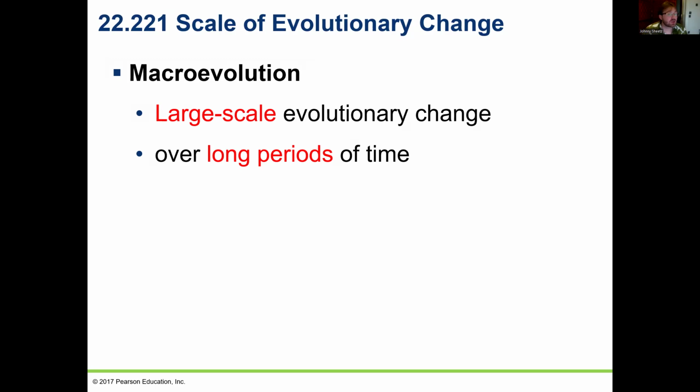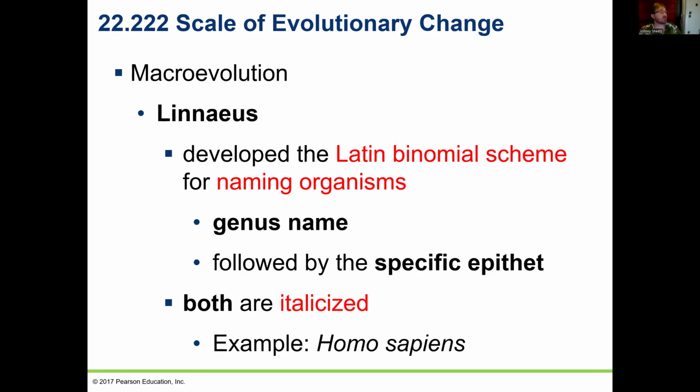Now, macroevolution is going to be large-scale evolutionary change over very long periods of time. You can think of it as accumulation of microevolution events. So Linnaeus, the scientist who developed the Latin binomial scheme for classifying organisms in the 1700s, figured out genus names followed by the specific species epithet. He created the taxonomic system that we use to this day for organizing organisms.